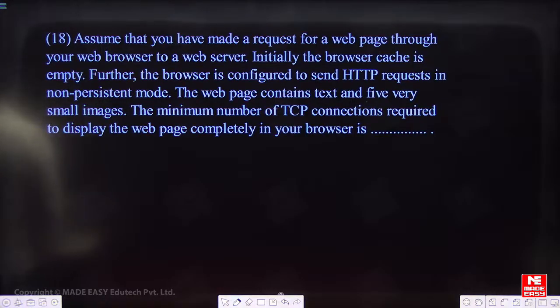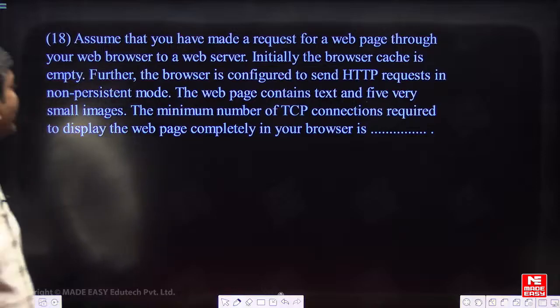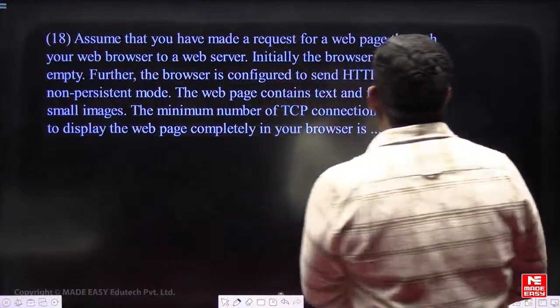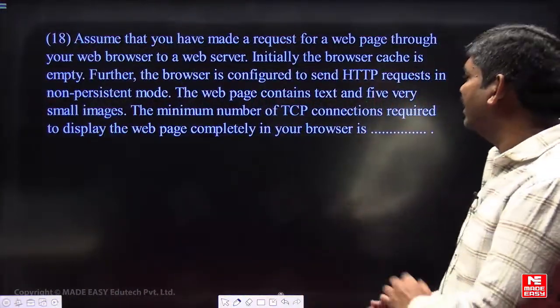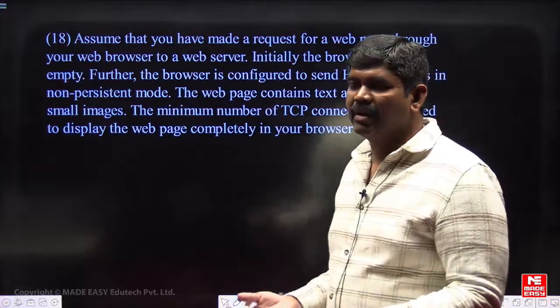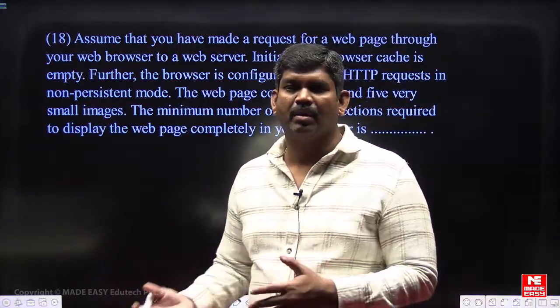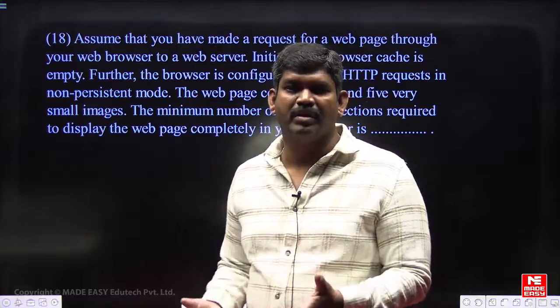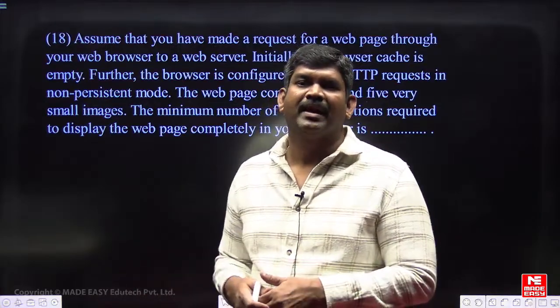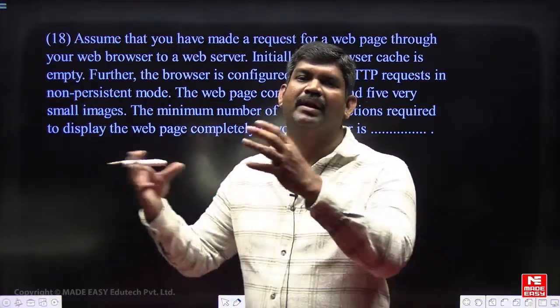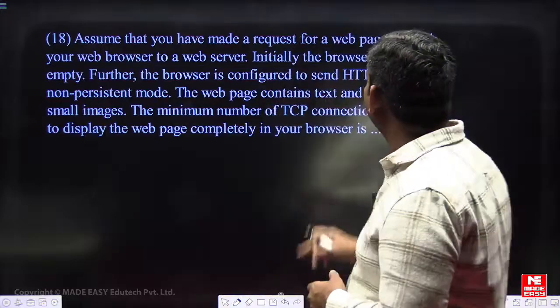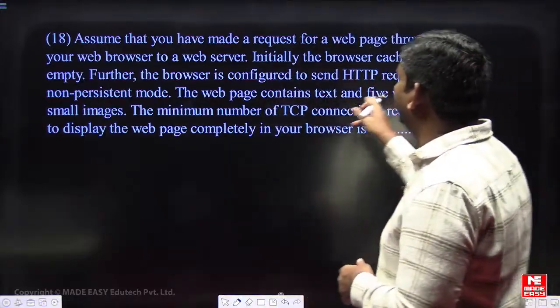Yes, Piyush, correct, very good. You can say you have made a request for a web page through your web browser, because without any web browser, it might be Mozilla Firefox or Google Chrome or Safari, via that browser only you can contact the server where you type the URL and the application layer. Anyway, initially the browser cache is empty.